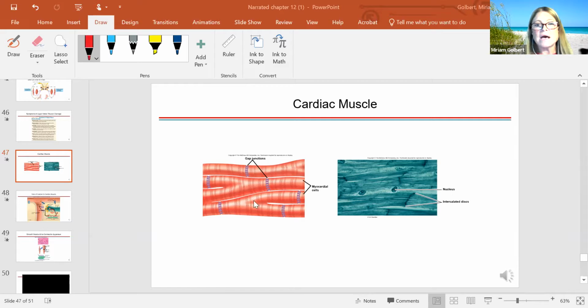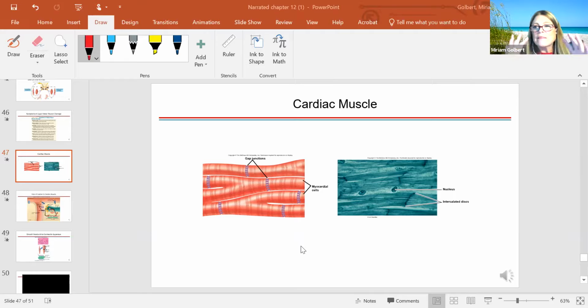You can see here how the cells branched. And they have these little gap junctions that are very important for the depolarizations to travel to the whole heart. So think about skeletal muscle, right? Skeletal muscle is voluntary. And when we contract our arm, we don't have to contract our leg at the same time. So we can really isolate with skeletal.